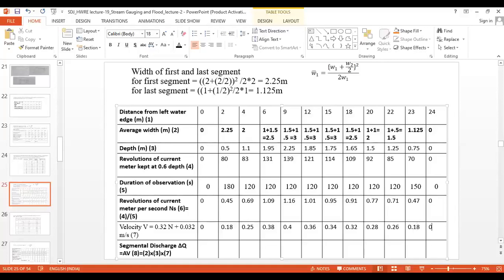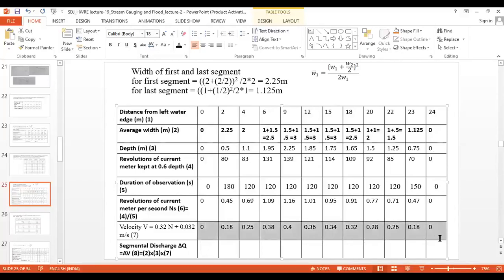Okay, why did we take 0 at the last? Because there was no water there, the depth itself is 0, so it will be 0. By the equation you would get 0.32, isn't it? And 0.032 means nearly equal to 0. Okay, after that calculate the discharge.